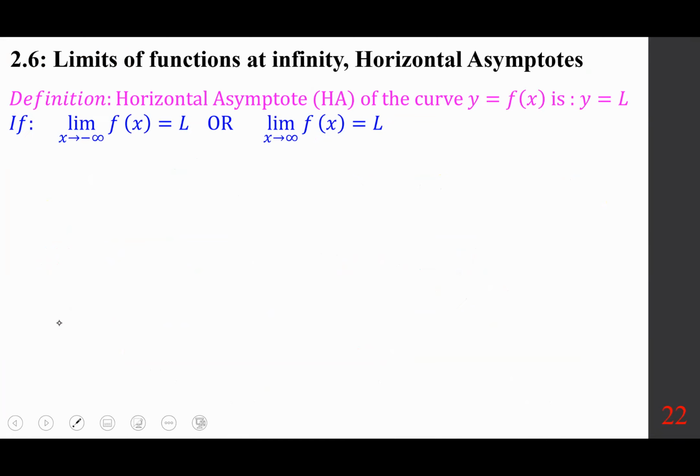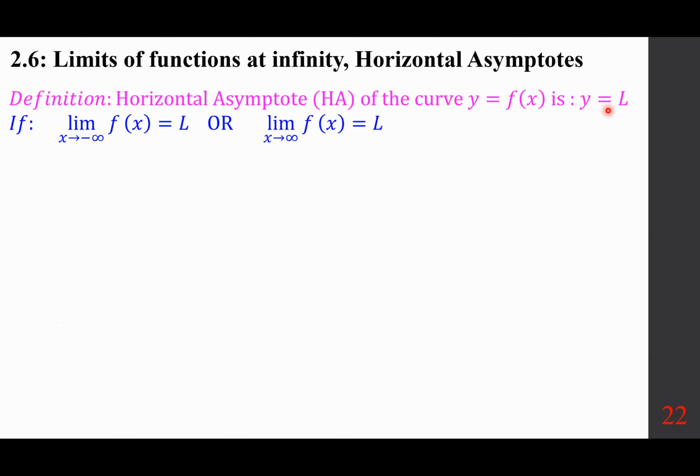Limits of functions at infinity, horizontal asymptotes. If we take a limit of a function when x approaches negative infinity and it gives us a value L, or if we take a limit of f of x as x approaches infinity, it gives us L. Either way, we have a horizontal asymptote of the equation y equals L. This is the definition.